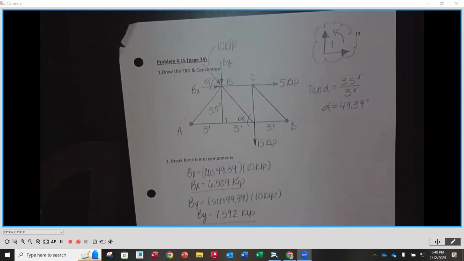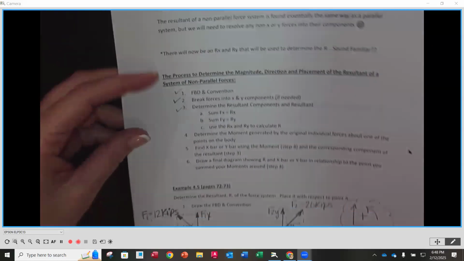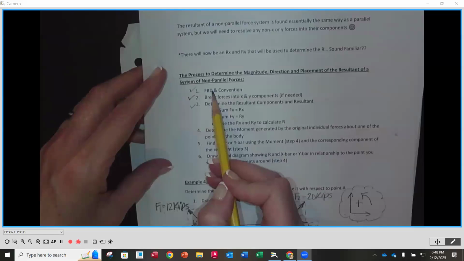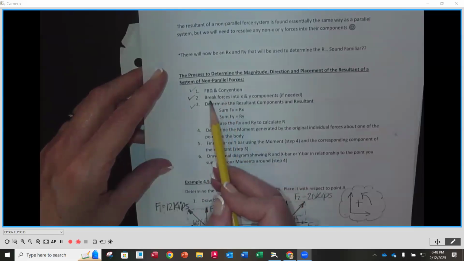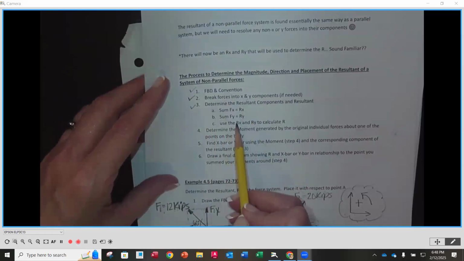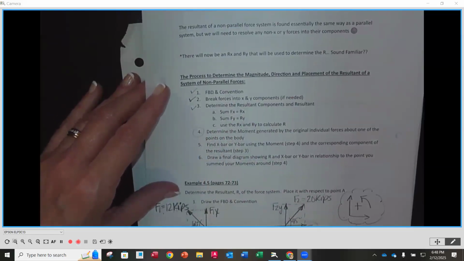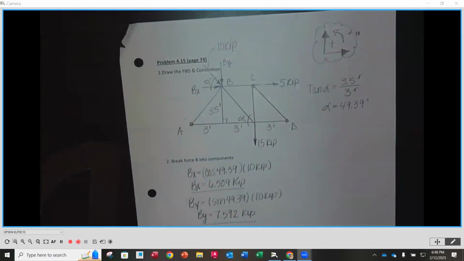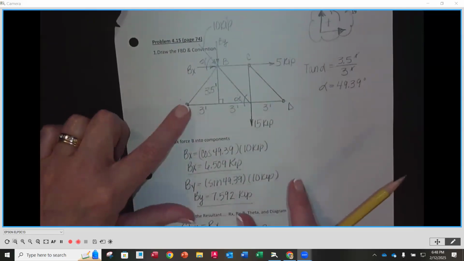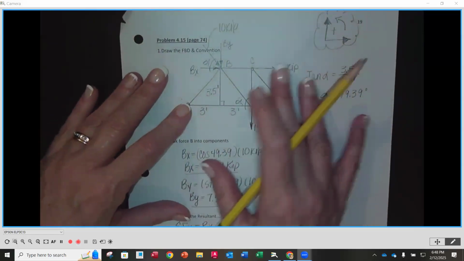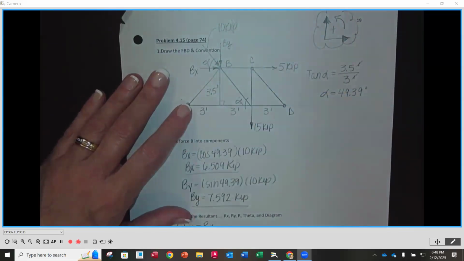Let's see here. I want to go back to our procedure. We already did our free body diagram convention. We broke into components. We just did our resultant. We are at that step number 4 again, determine the moment generated by the original individual forces about one of the points on the body, which is going to be point A. So that's what we need to do. We're going to put our finger at A, and now we're going to sum our moments in the directions of any forces that are causing rotation.